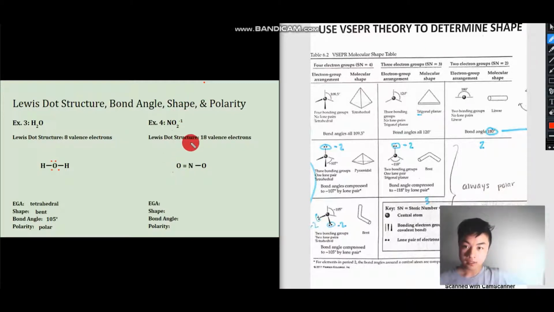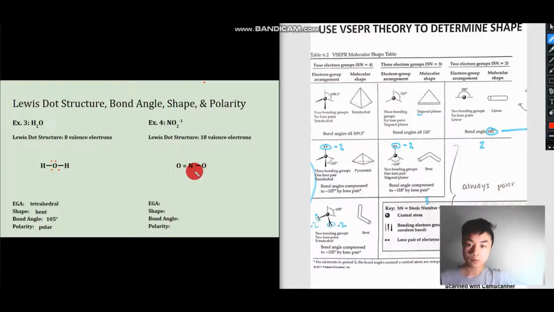Next, I have nitrite, which is NO2 with a superscript of -1. And so normally NO2 would tell us that there are going to be 17 valence electrons from the periodic table, but since it is a -1 charge, it's gaining 1 more electron, so it's going to have 18 valence electrons total. And so just to save you guys some time, you're going to have a double bond and a single bond between one O and then the other O. And so now we just have to fill in the rest.